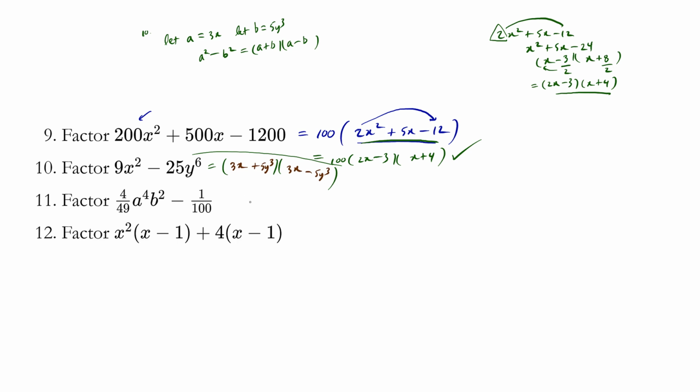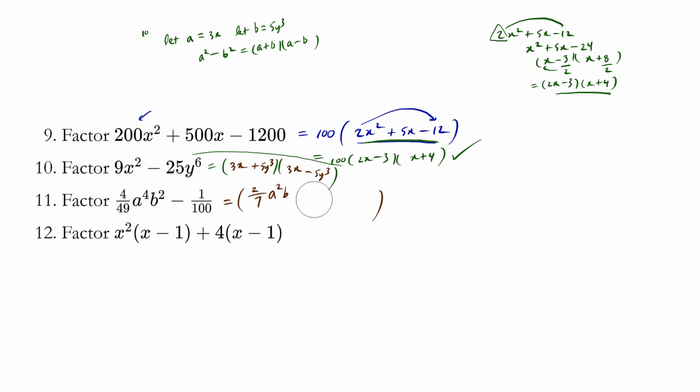This is very similar to the next question. So before we begin, we really need to think about what we're doing here. This is difference of squares. This is square rootable. So let's just attack it right away. What is the square root of the first term? The square root of 4 is 2. The square root of 49 is 7. And the square root of these is going to be a2b.